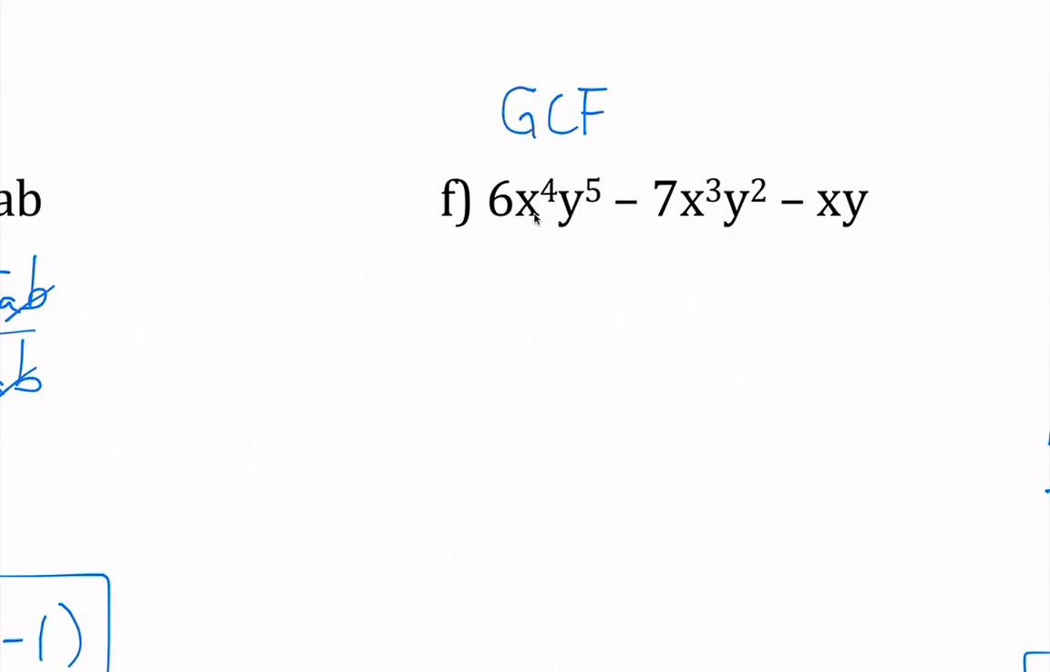All right, so now look at x's. I see x's here, here, and here. So that's x to the fourth, x to the third, and x to the first. They all have at least one x. Then I look at y's. I see y's here, here, and here. Y to the fifth, y to the second, y to the first. They all have at least one y. So I'm going to divide everything by my xy.